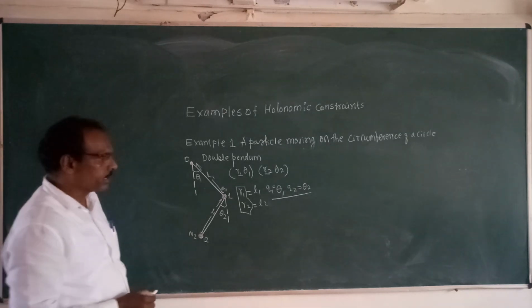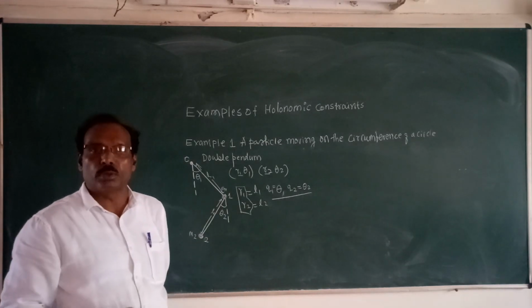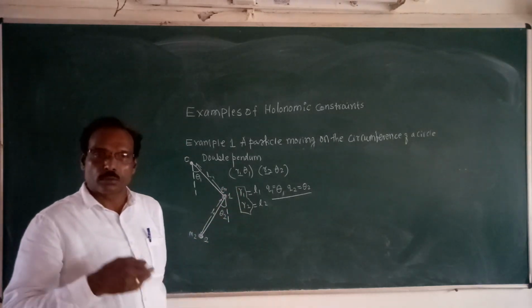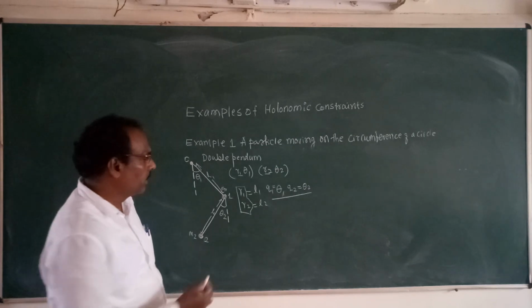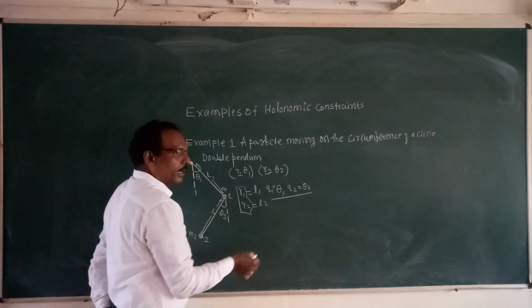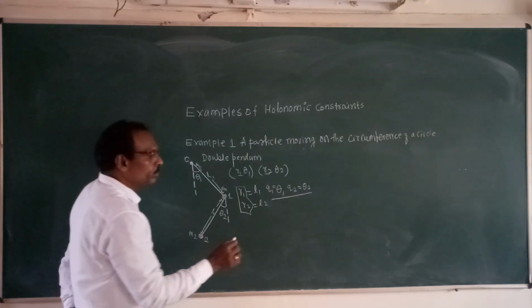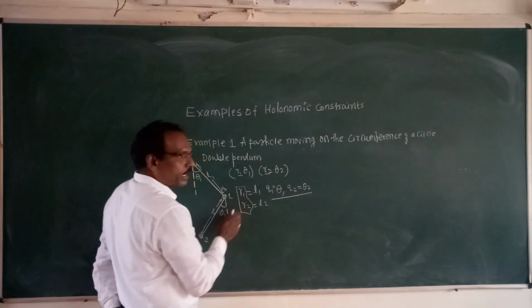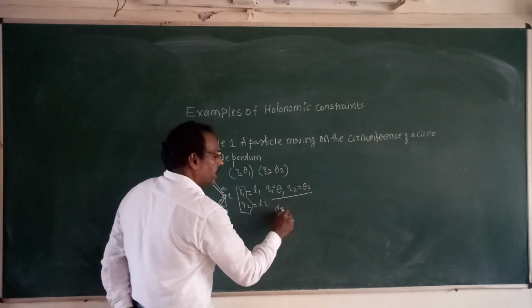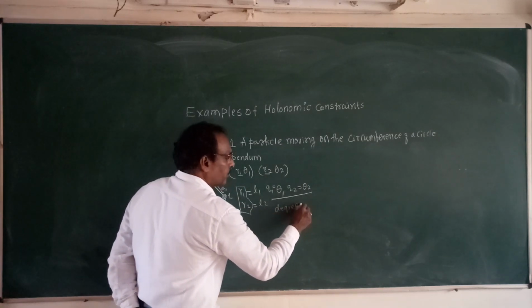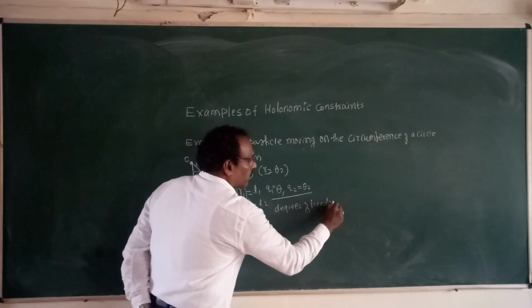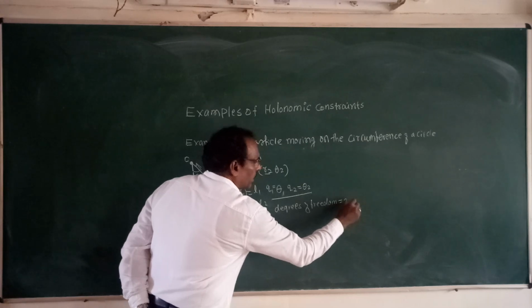There are numerous examples. You can go through the different books. They will specify the different examples. You have to try them, solve them, and get your doubts clarified. Only two coordinates are enough to describe the motion of this, and the degrees of freedom in this case for a double pendulum are equal to.